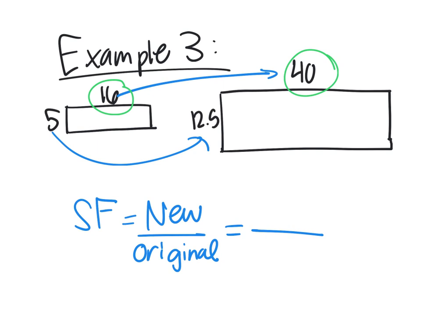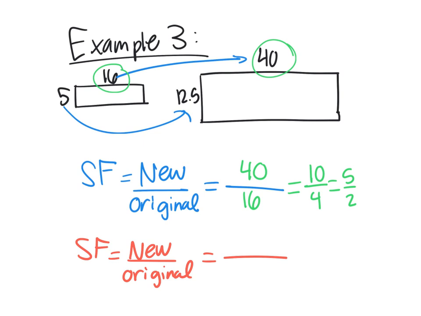My new side length was 40, so I'll put it on top, and my original side length was 16. We know that we can't leave a fraction unsimplified, so I know that 4 can go into both of these, and I go down to 10 over 4, which then reduces back to 5 over 2. So 5 over 2 is my scale factor. I would multiply 16 times 5 over 2 to get me to 40. Let's double check and make sure we can do the same thing for 5 and 12 and a half. And if it is, then that means we know our scale factor.